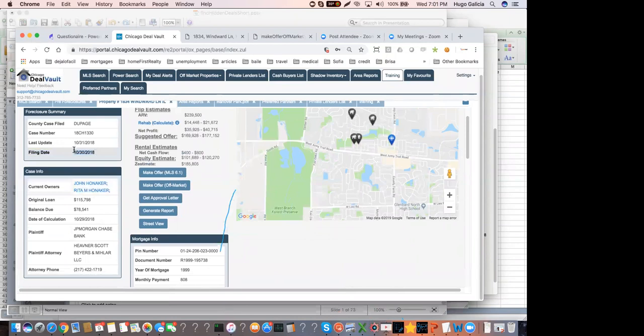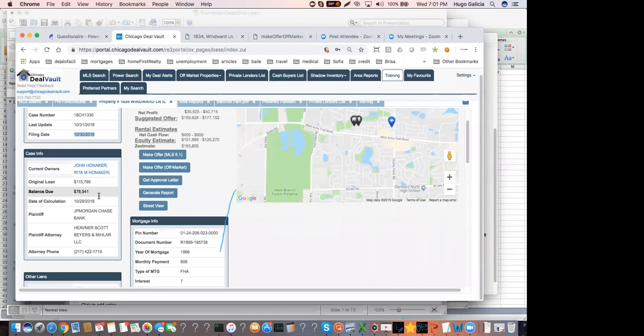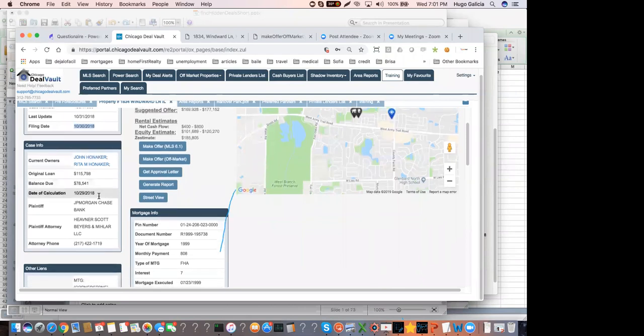So look at the filing date. This was filed end of October, so beginning of November. So this has been in foreclosure November, December. So this has been in foreclosure for 2 months. So I can assure you that this property has not yet been sold, okay?